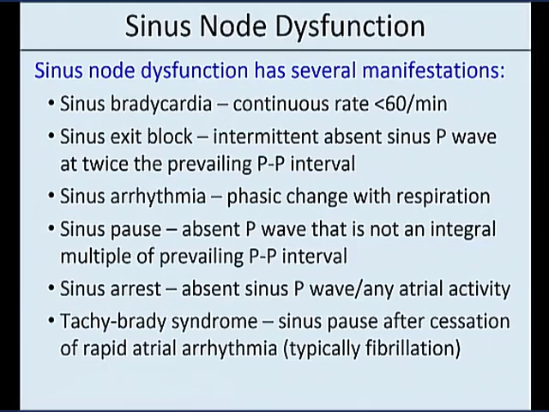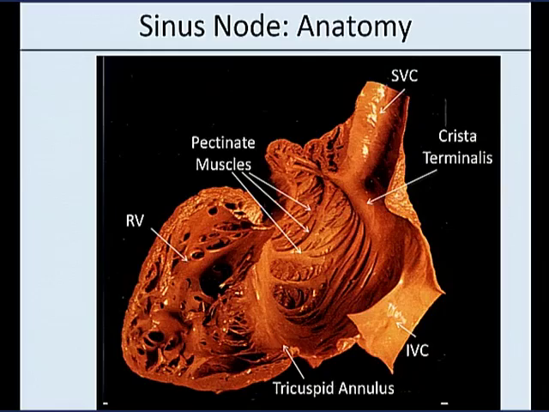Sinus arrest, no P waves at all, just either junctional rhythm or ectopic atrial rhythm. And the one that is important is Brady-Tachy syndrome. Some call it tachybrady. I don't really care what it is. Usually the Brady follows the tachy phase. So a sinus pause occurs, sinus node suppression after cessation of a rapid atrial arrhythmia, such as, most particularly, atrial fibrillation, but others will do.